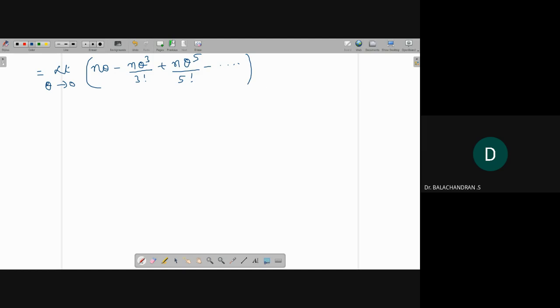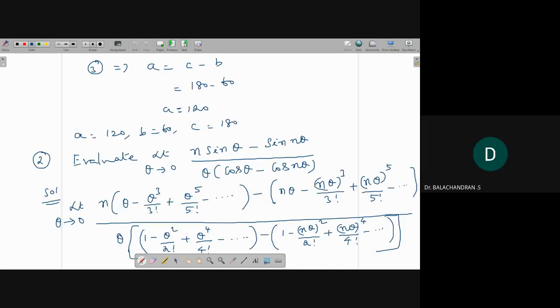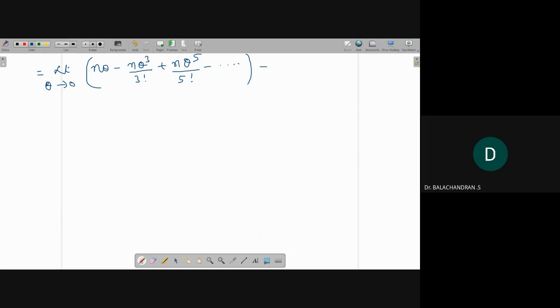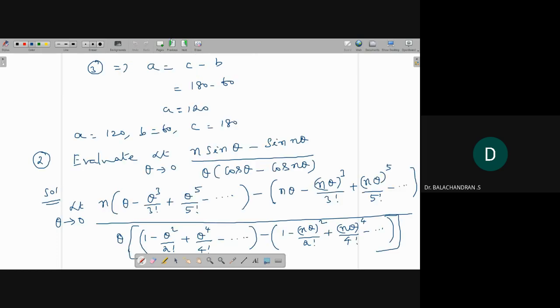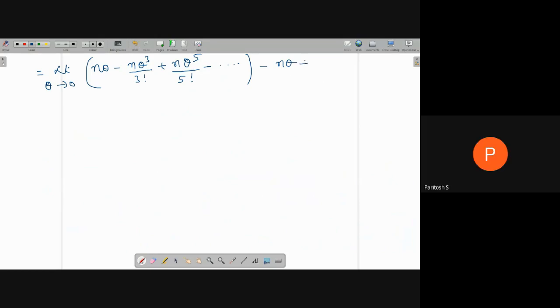Minus n theta, okay, plus n cube theta cube upon 3 factorial, which is 6, minus n power 5 theta power 5 upon 5 factorial, plus and so on.